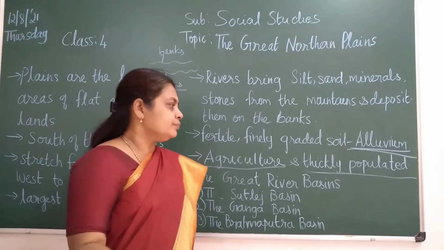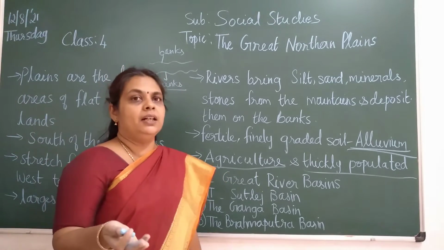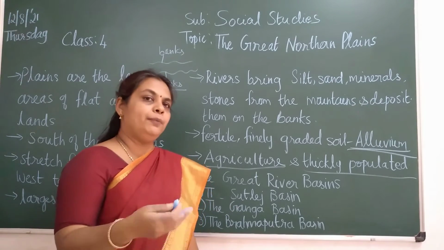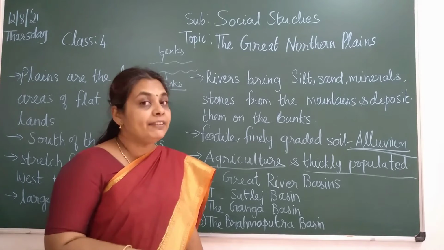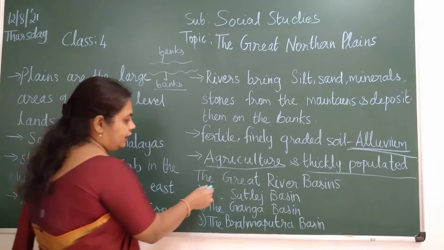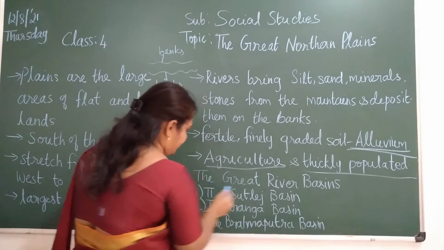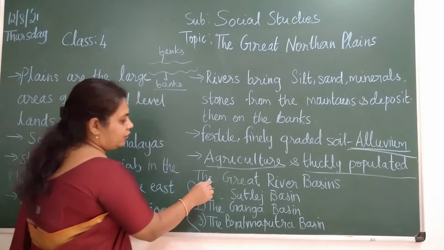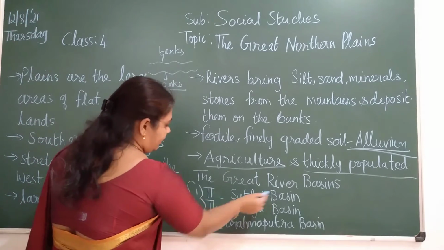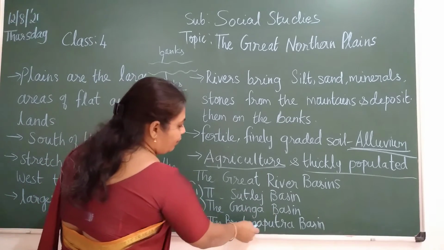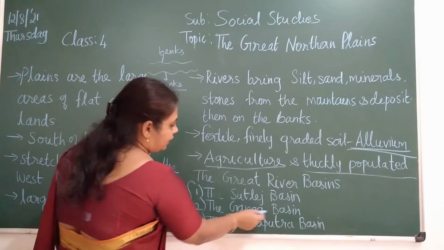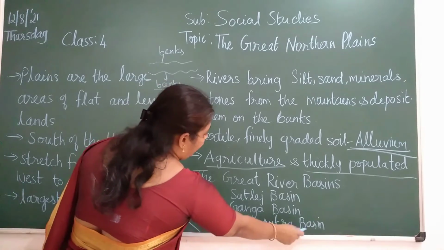More, as the rivers bring water, it is always fertile and more people live near the river side, children. Okay, and based on these northern plains, you have the great river basins, children. It is classified into three. The great river basins are the Sutlej basin, the Ganga basin, and the Brahmaputra basin. Three basins, children.